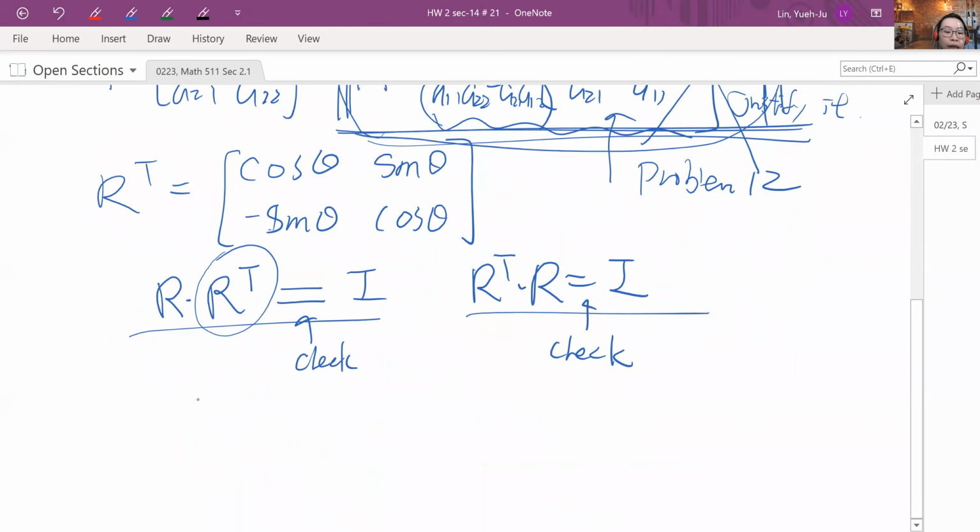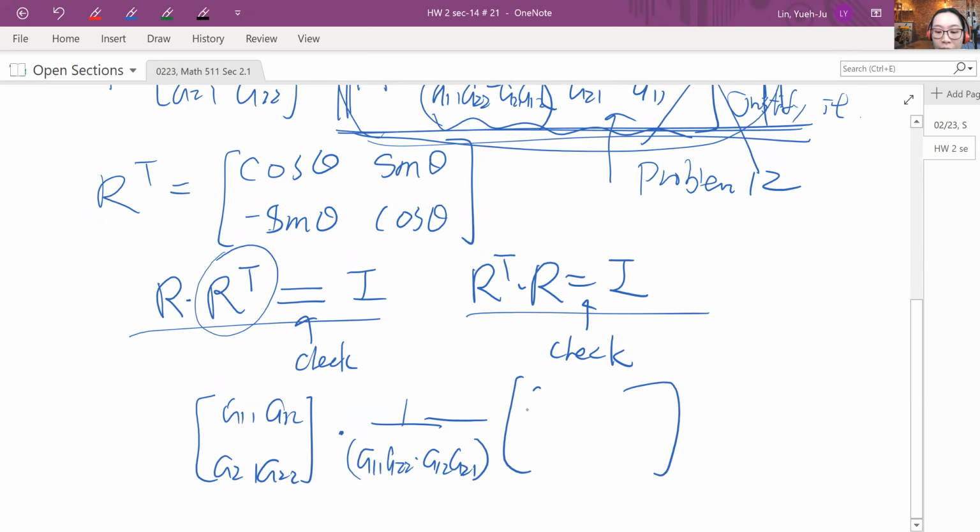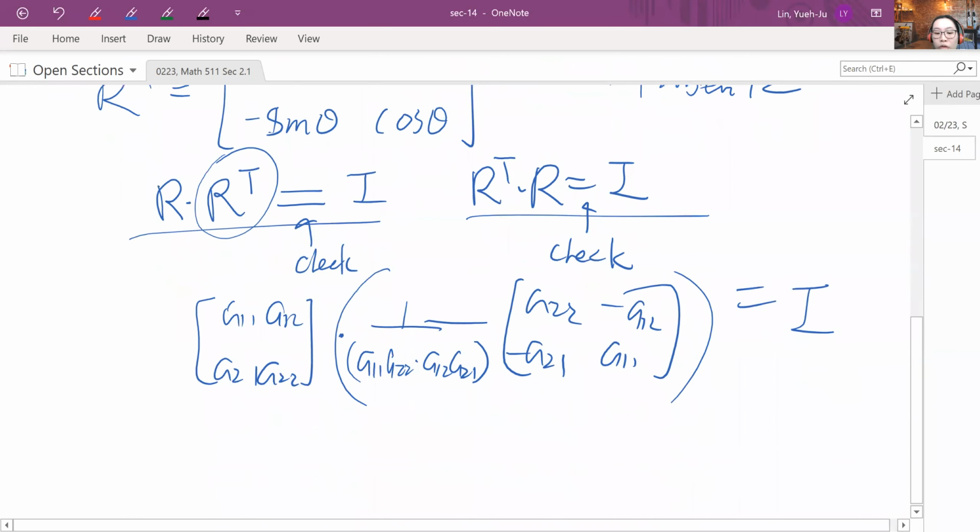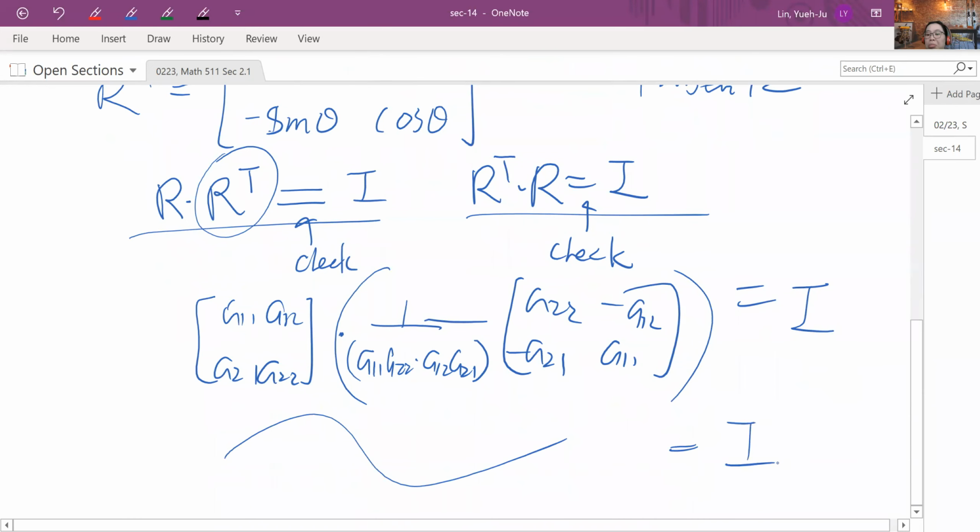So for example, you can take A and multiply it with this candidate, the formula they give you. If you multiply this and you get the identity, and you also check the other way around and it gives you the identity, then you've checked that this is the correct formula for the inverse, and I'm fine with you using it. Because what I'm afraid of is that people only know to plug in a formula, but don't know what it even means to have an inverse.